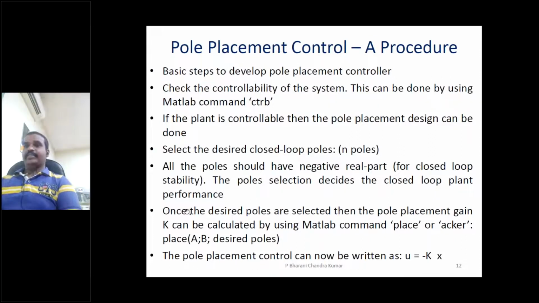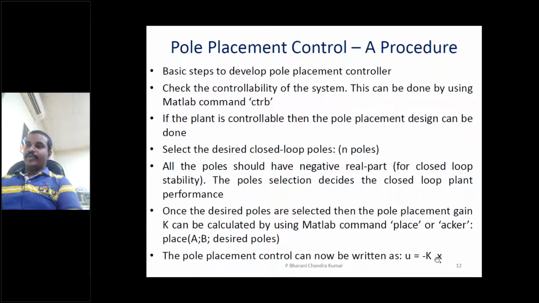And once the desired poles are selected, then the pole placement gain K can be calculated using the MATLAB command place or acker. And then the pole placement control can now be written as u equal to minus Kx. This is a very naive form. But in some cases, if R is there, plus R will come. If you are using integral action, then plus Ke into R will come into the picture.